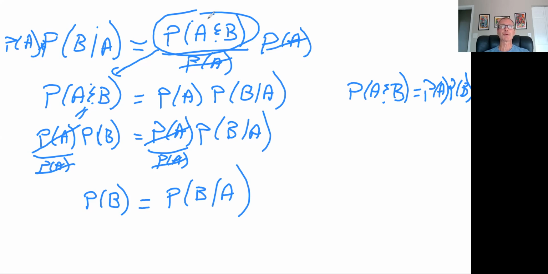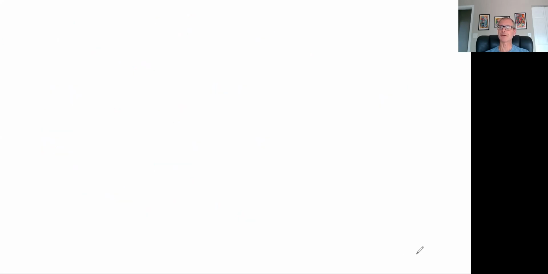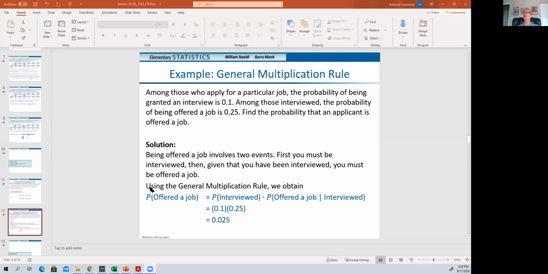So let's walk through a couple more calculations here, and let's start with this one. And this one's a little bit challenging. So this says, among those who apply for a particular job, the probability of being granted an interview is 0.1. And among those interviewed, the probability of being offered a job is 0.25 or 25%. Find the probability that an applicant is offered a job.